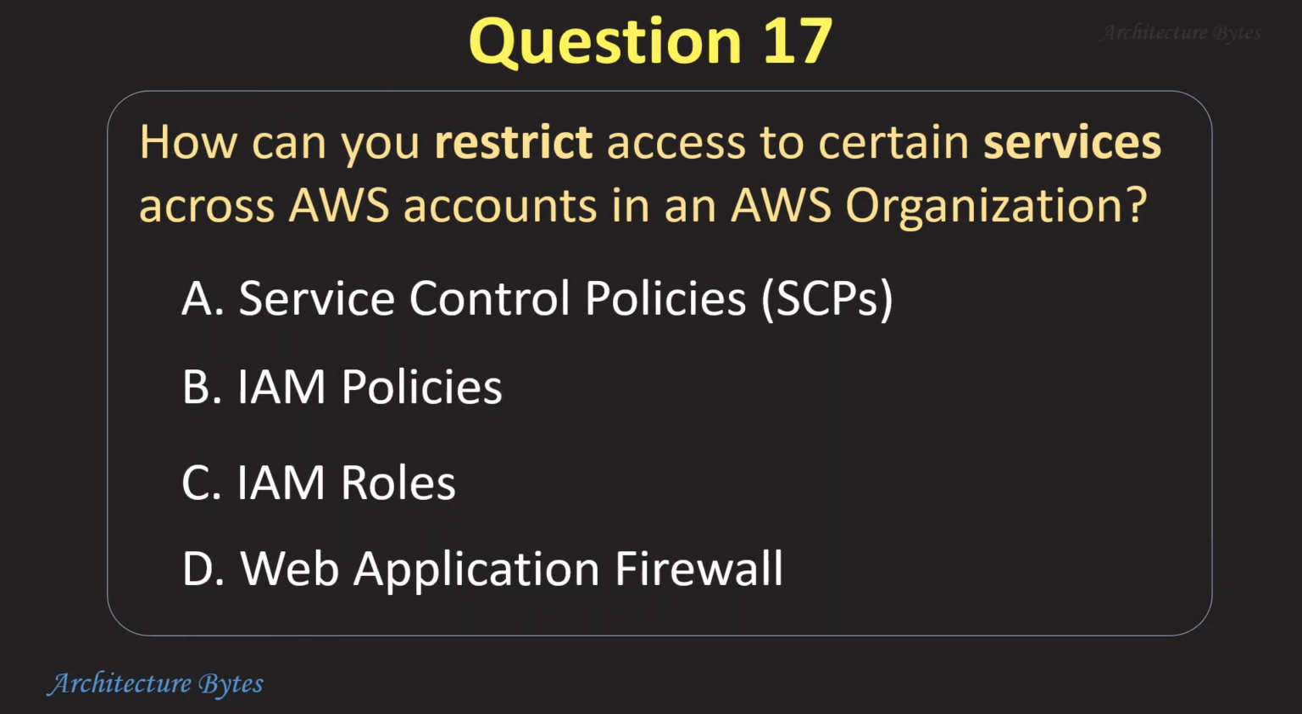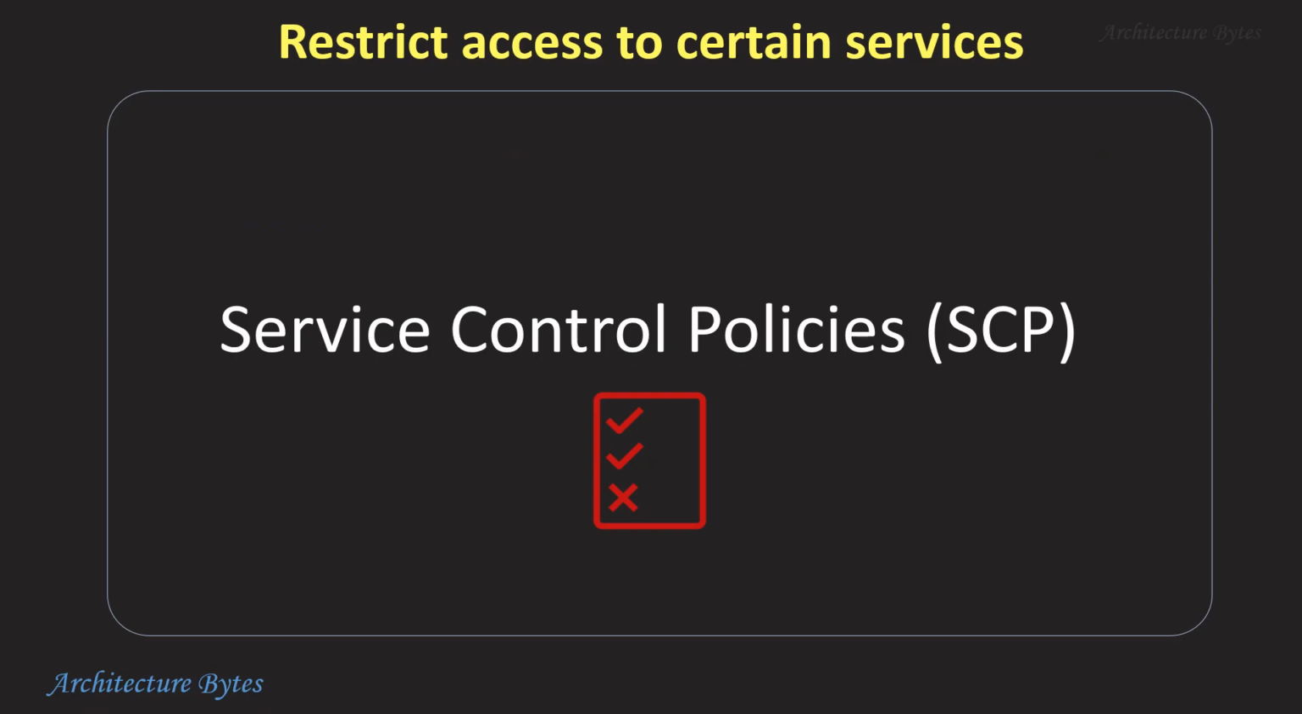How can you restrict access to certain services across AWS accounts in an AWS organization? You can restrict available AWS services to various accounts in your AWS organization using service control policies. This restriction can be applied at the organization root level, organization unit level, or account level. You may do this to prevent account users from launching certain services without prior approval.